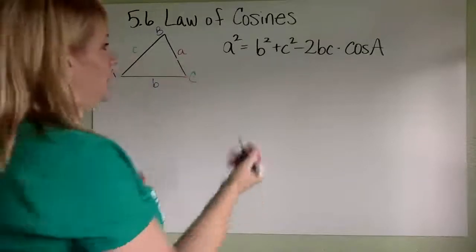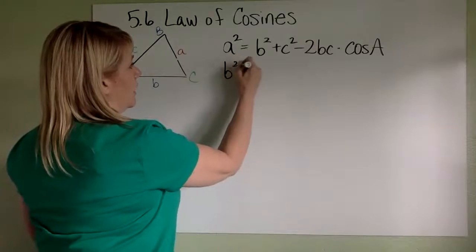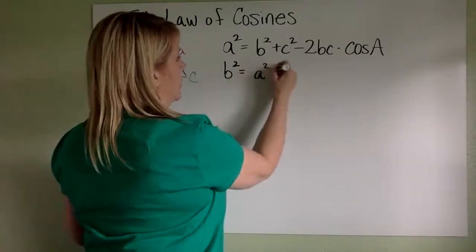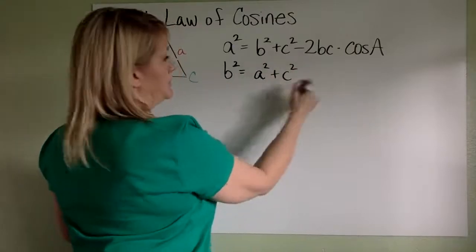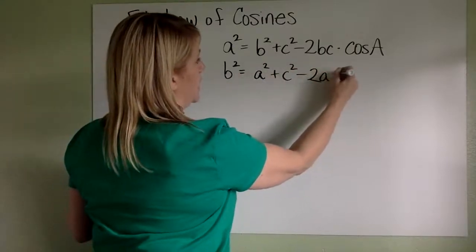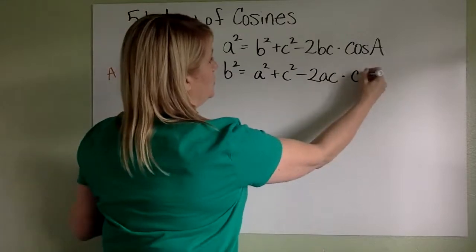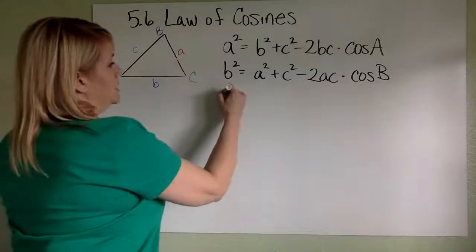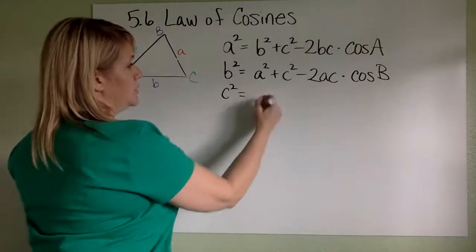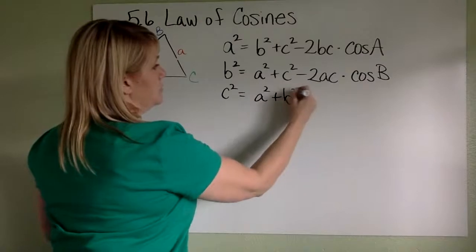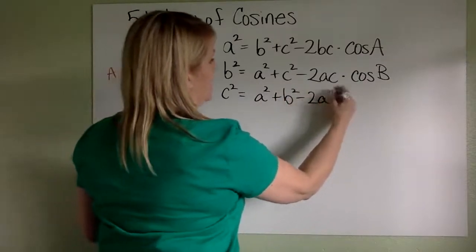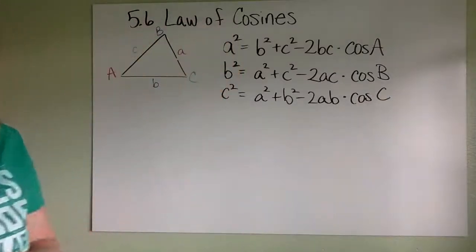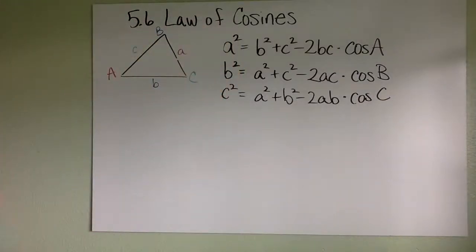It'll take me a long time if I write it all in colors. So if it's the b squared law of cosines, then since b squared is here, a squared plus c squared, minus 2 times a times c, and then the cosine of angle B. And then the third one is c squared, so c squared is equal to a squared plus b squared minus 2ab times the cosine of angle C. So those are the three law of cosines.